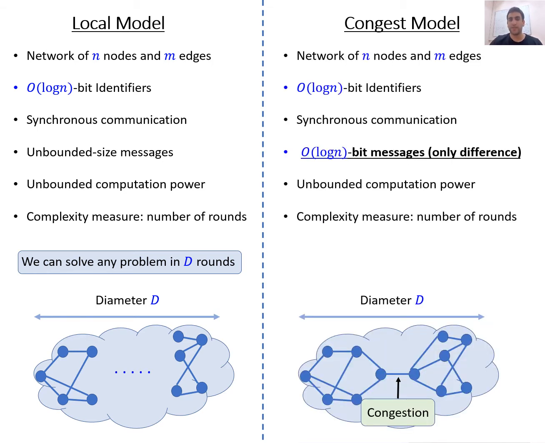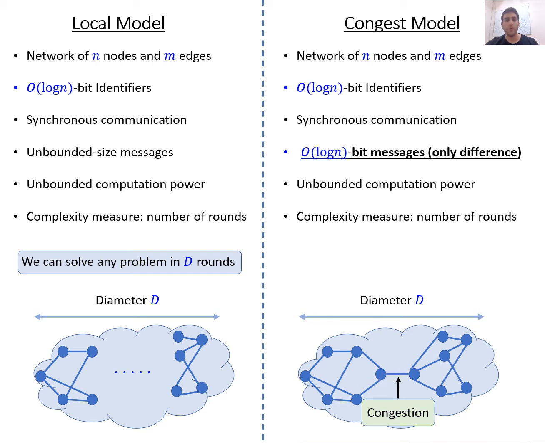The congest model is very similar to the local model, but the only difference is that the size of the messages is bounded by O of log n bits. So now each node cannot send an unbounded size message to each of its neighbors in each round, but they can send only O of log n bits in each round. And because we have this bandwidth limitation, we can't necessarily solve any problem that you want in the congest model in D rounds, because we may have some congestion somewhere.